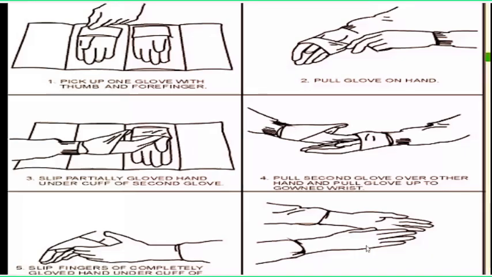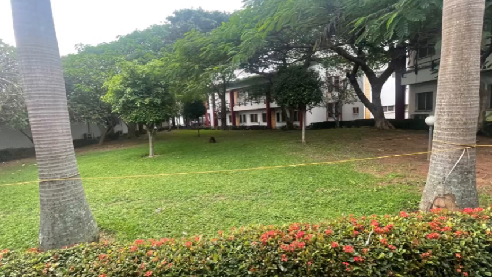This slide is basically illustrating how to wear sterile gloves. So first you pick up one glove with the thumb and forefinger. Then pull the glove on the hand. Then you slip the partially gloved hand under the cuff of the second glove. Then you pull the second glove over and pull the glove up to the gown wrist. Then you slip each finger in appropriately, assessing appropriate and adequate lubrication.